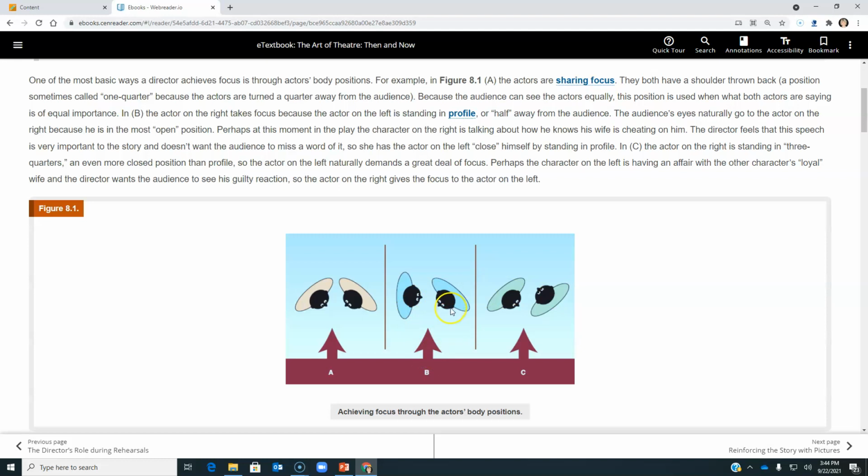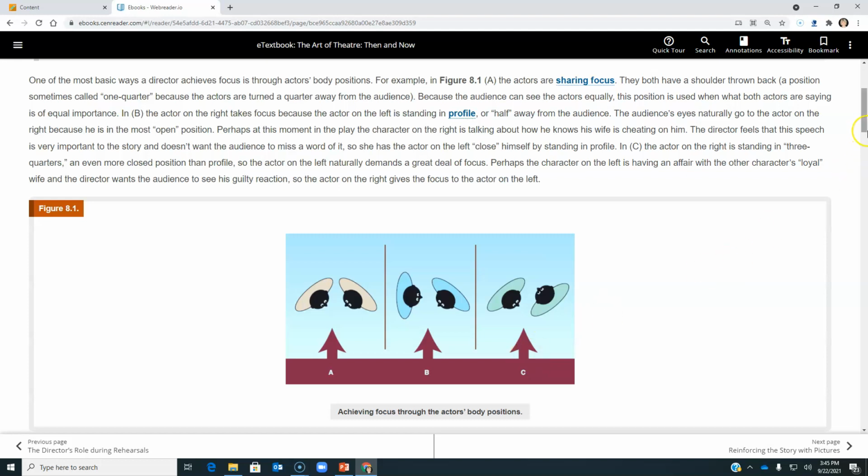B, the one that the audience can see the best, would be getting the attention, and you see the actor on the left is in profile position. So from the position of the audience, we only see the side of their body, and so all the focus goes on the person that we see more of. And you see how in position C, we change that up a little bit.